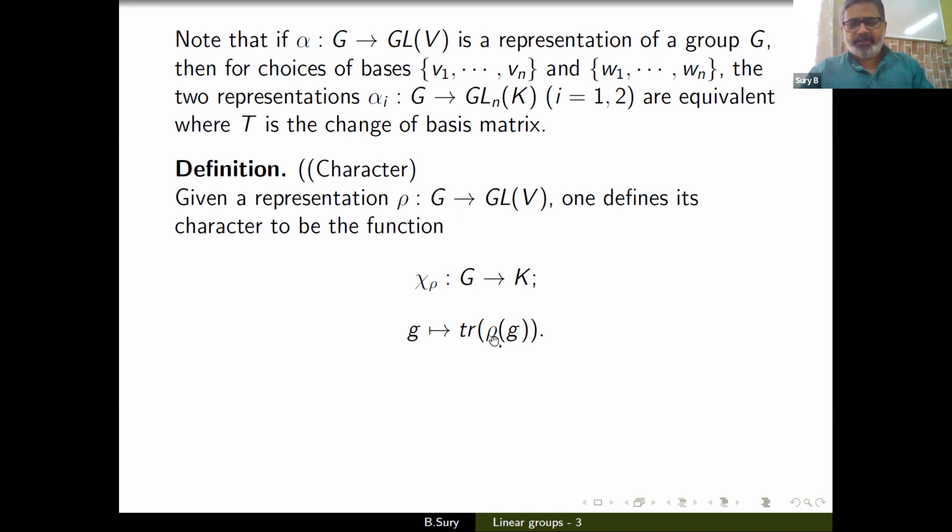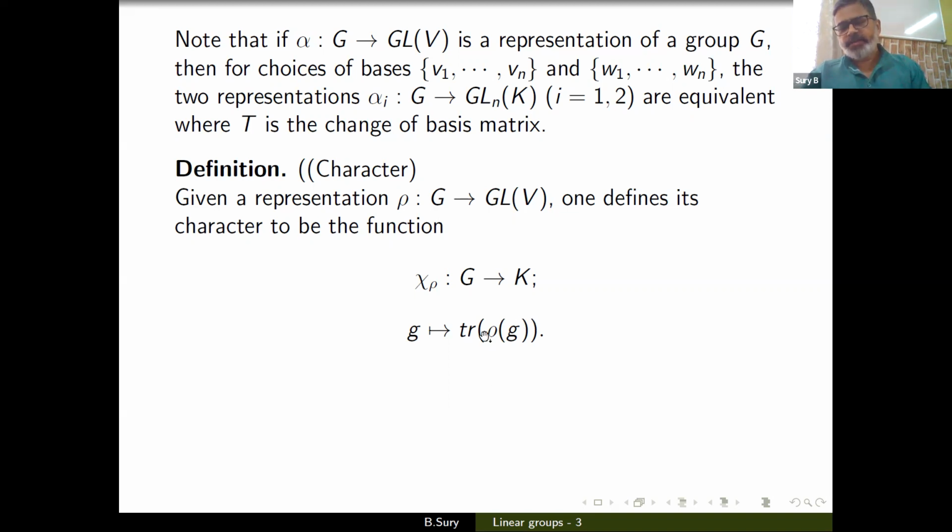However, the trace of a matrix does not depend on the basis. We know that. So without writing any basis, we can say if rho is a representation, then trace of rho of g makes sense for every small g. So this is a function now. For example, think of a complex representation. V is a complex vector space, rho is a complex representation. Then the character is a function to complex numbers. Every element small g is sent to, with respect to any basis, the corresponding matrix, and we look at its trace.